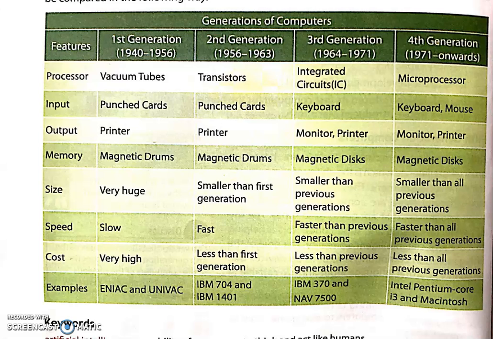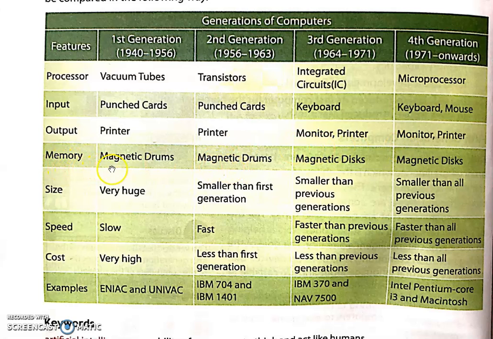How was input done? In the first generation, it was with punch cards. The second generation also used punch cards. The third generation got keyboards. The fourth generation got keyboard and mouse. And now cameras and microphones are also input devices. How was output given? In the first generation, it was only through printouts from printers, and the second generation also only printers. In the third generation, we got monitors and printers. In the fourth generation, you have monitors, printers, speakers, etc.